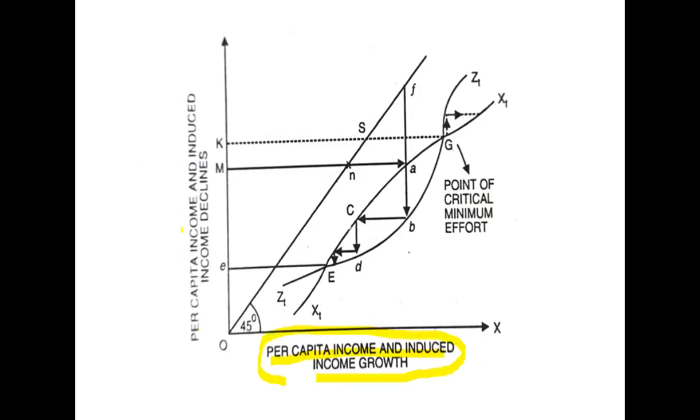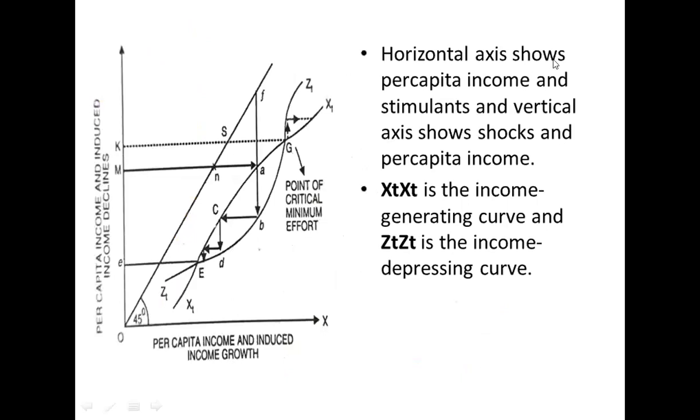The vertical axis also shows per capita income, but there is a difference. Induced income declines, that means income depressing factors, are shown along the vertical axis or y-axis. Along the x-axis or horizontal axis, we are showing per capita income and induced income growth. These are shown along the vertical axis: income depressing factors, or per capita income and income declines. Now, the horizontal axis, this is repetition, shows per capita income and stimulants. So this is the stimulant. And the vertical axis shows shocks. So here we are showing shocks and per capita income, and here stimulants and per capita income.